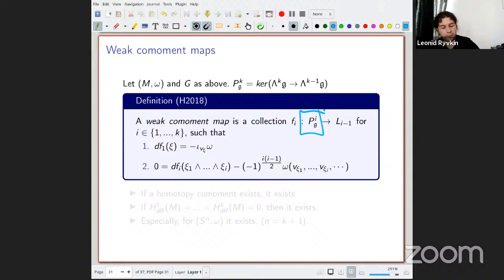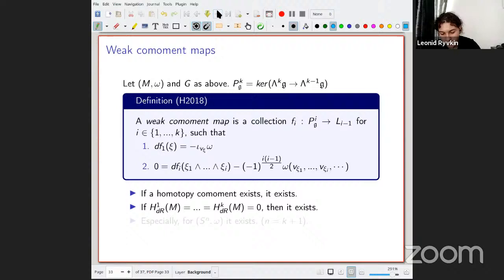I'll talk more about that in the parallel talk. This notion, which is only defined on a subspace, has the advantage that if certain de Rham cohomology groups are zero, then it automatically exists. We only need exactness in one complex. Consequently, for spheres, they always do. So we have a notion of moment map for all spheres, even the odd ones.